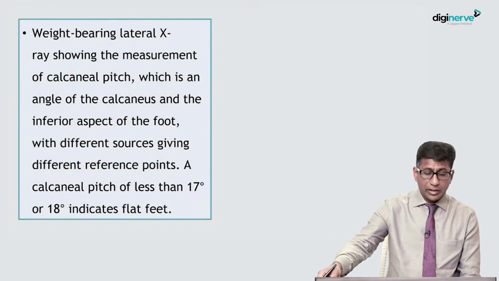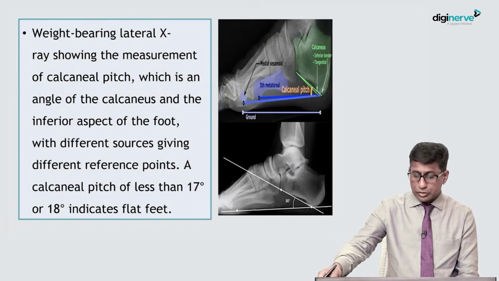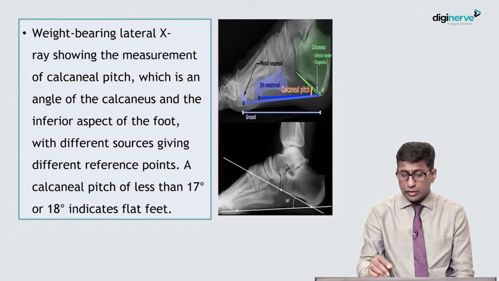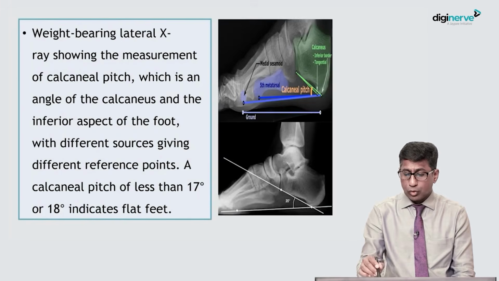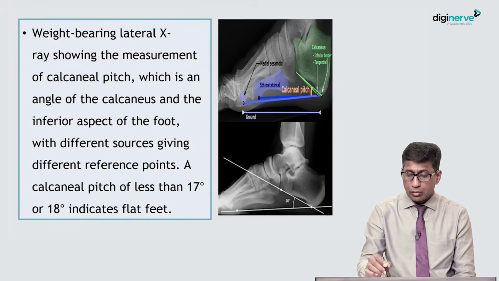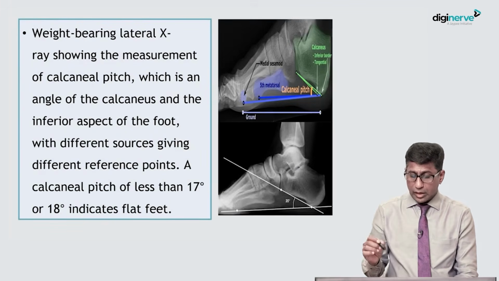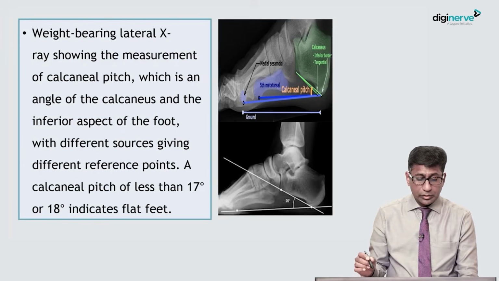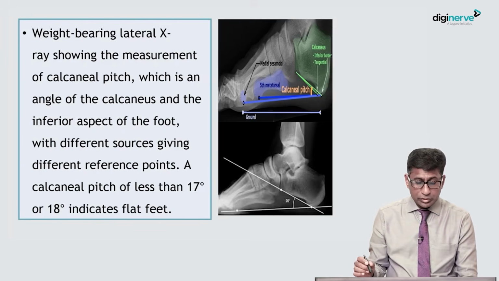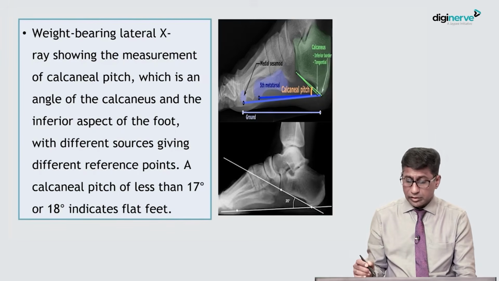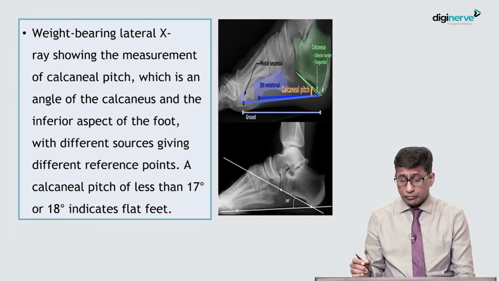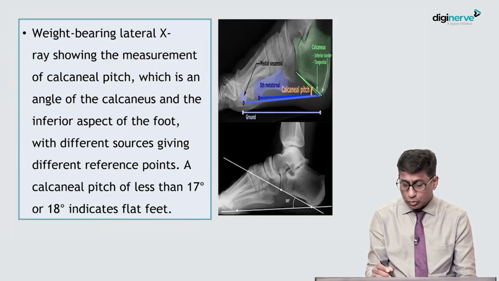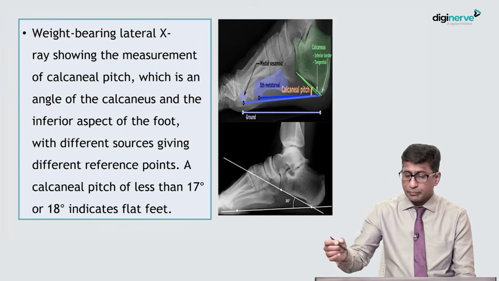The weight-bearing lateral X-ray shows the calcaneal pitch. What do we mean by calcaneal pitch? That is the angle between the floor and the calcaneus. The calcaneal pitch again indicates whether this patient has a fallen arch or not. A calcaneal pitch less than 17 or 18 degrees indicates flat foot. Normally it should be around 20 degrees. Anything less than that, we can call a flat foot.